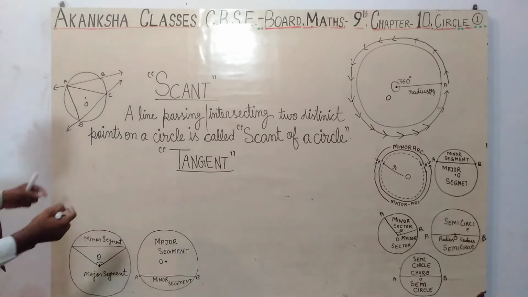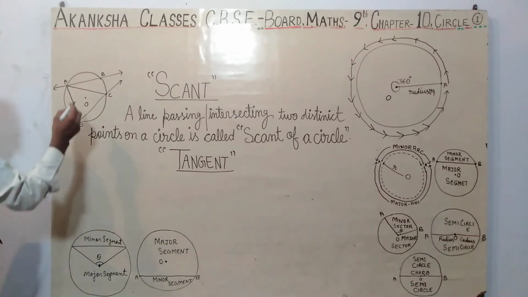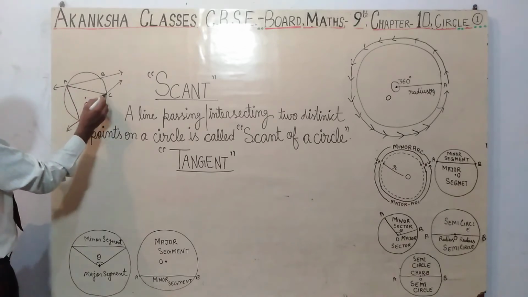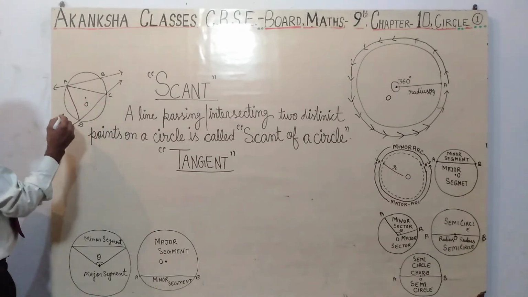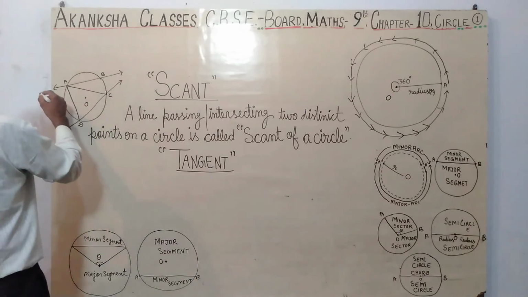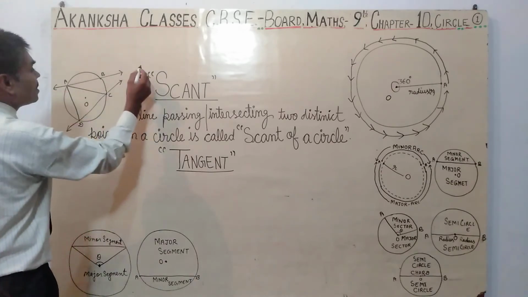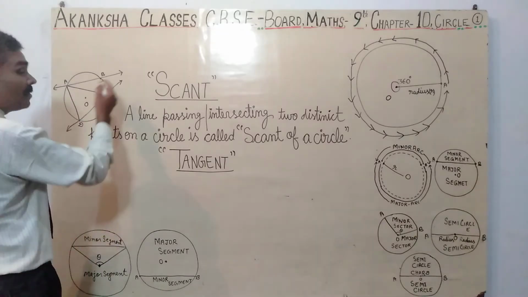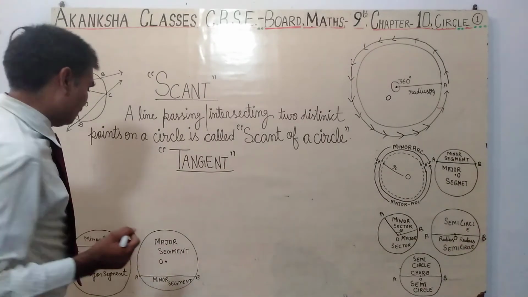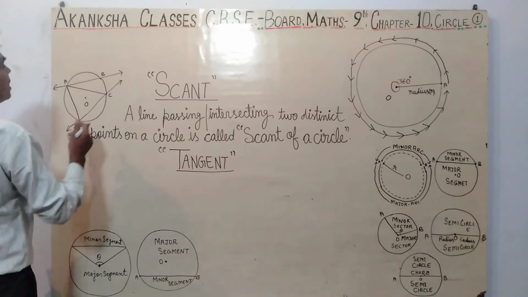This is the difference. One more difference. A chord is drawn inside the circle, while a secant is drawn from outside the circle. This is the difference. Further, tangent. What is a tangent?